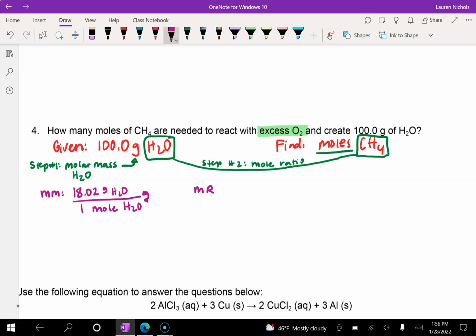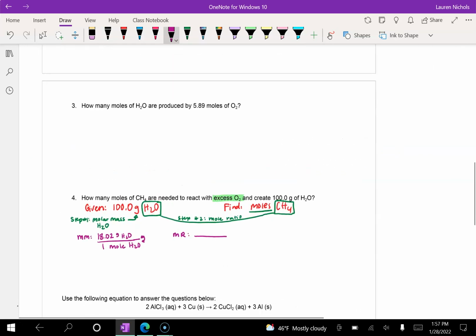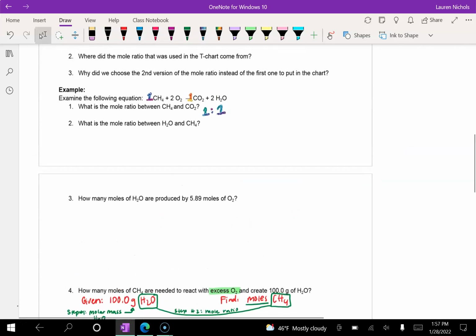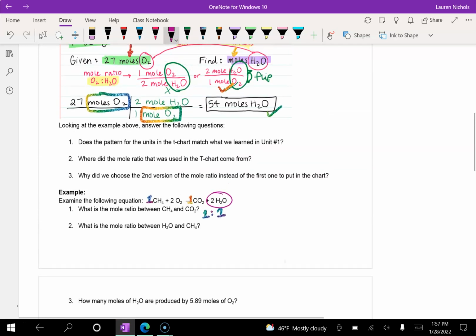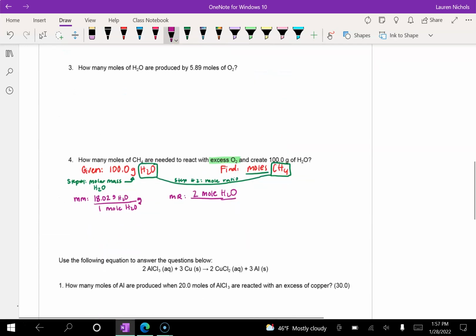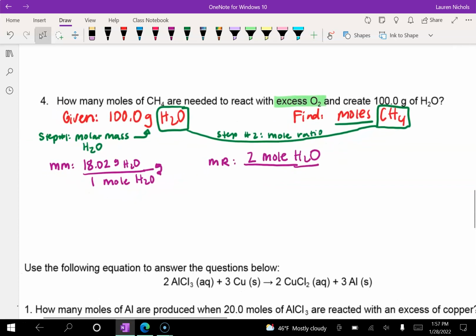And the mole ratio for water and methane, if we look at our chemical equation up here, water has a coefficient of a 2. So I'm going to put 2 moles of water at the top. And then methane has a coefficient of a 1. So that means we'll put 1 mole of methane or CH4 at the bottom. And of course it can be flipped. Now that we've identified what conversions we need, we'll put it into a T-chart.